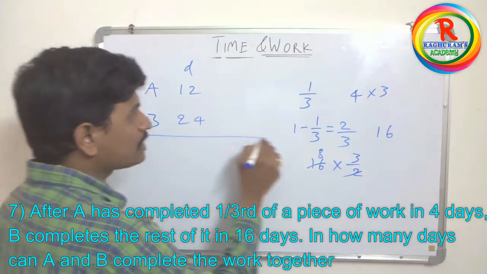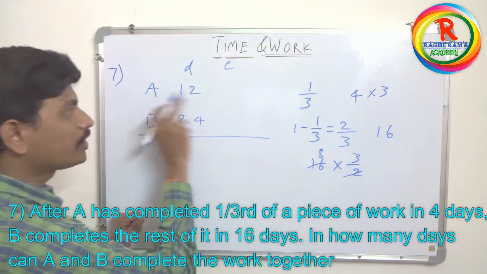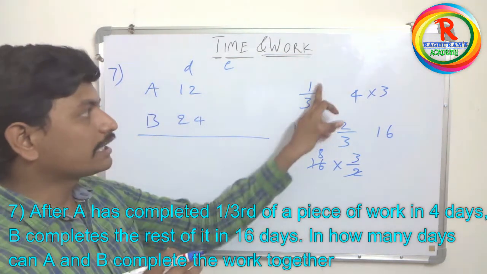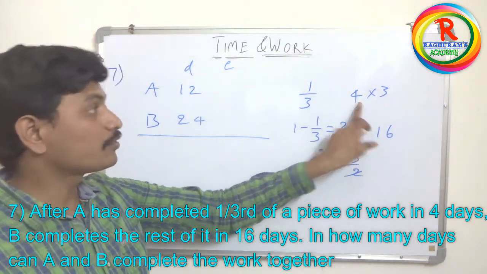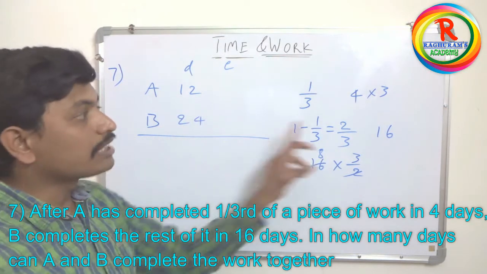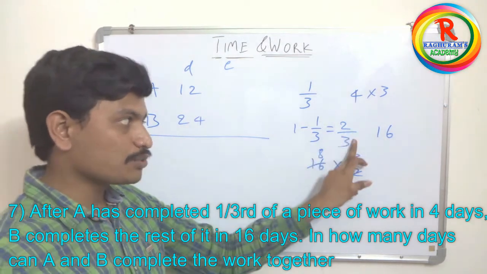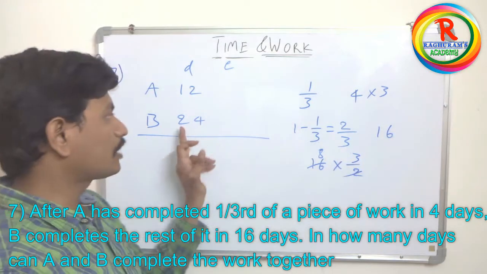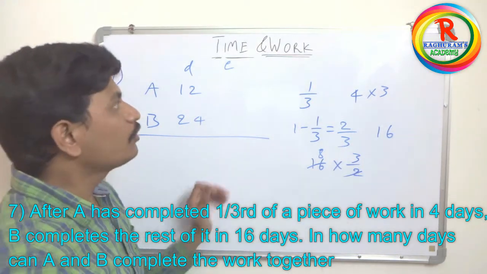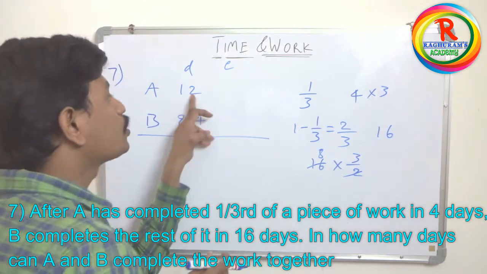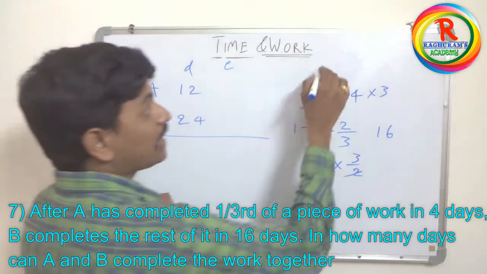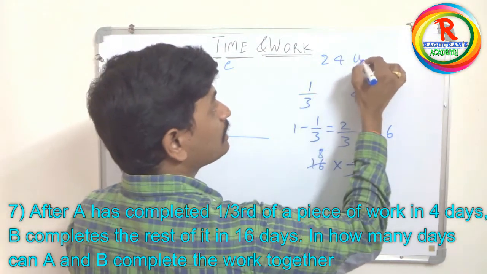So this is the first part of the problem. We need to find A's work and B's work. A can complete 1/3 of the work in 4 days. 4 threes are 12. And the remaining work, that is 1 minus 1 by 3, is 2/3 of the work, 16 days. So total work 24 days. Now the second part is 12 and 24. What is the LCM? Directly we can write 24 units.